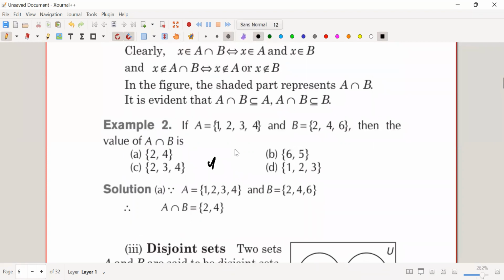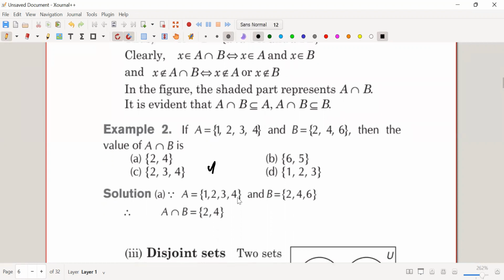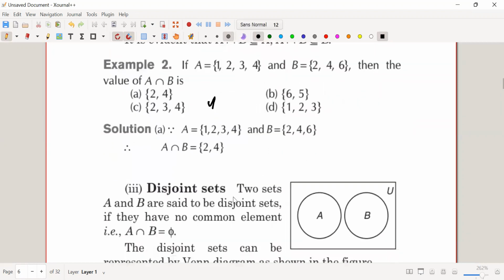What is the number of ordered pairs? How many ordered pairs would you get for A cross A intersection B? The Cartesian product for A cross A intersection B, the number of elements in ordered pairs. 8. How come? There are 4 elements in A and A intersection B will have 2 elements. So we get 4 cross 2, you will get 8.